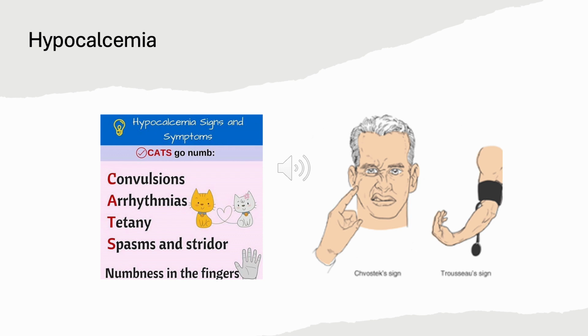We talked about them last semester in MedSurg 1, but remember CATS go numb, so you're looking for convulsions or seizures, arrhythmias, tetany, spasm, stridor, circumoral numbness and tingling, and also numbness in the fingers. Remember the positive Chvostek sign, that's when you tap the cheek, and Trousseau sign. So those are some assessment findings you're looking for.